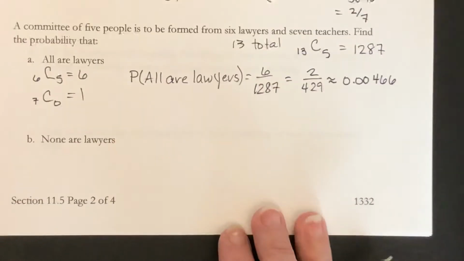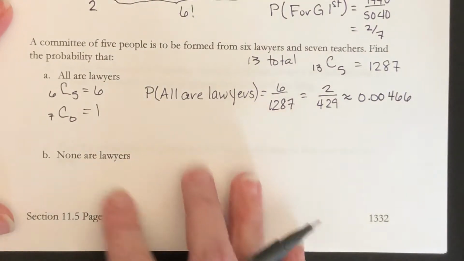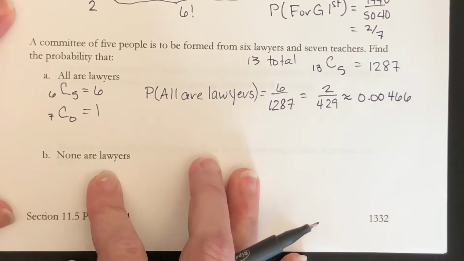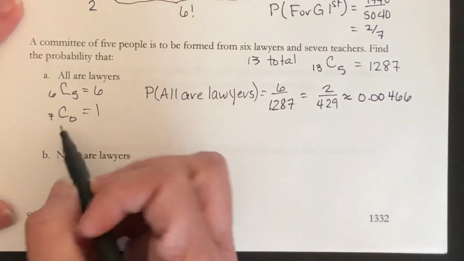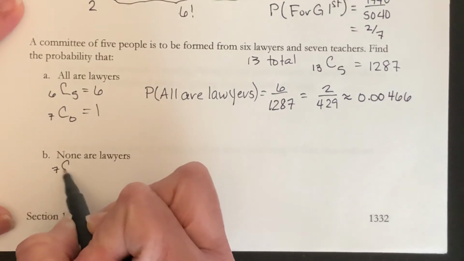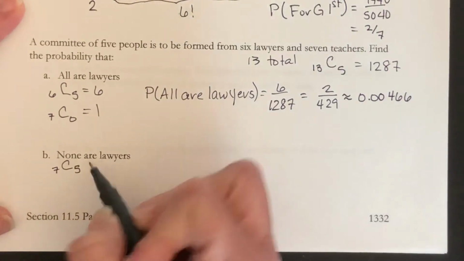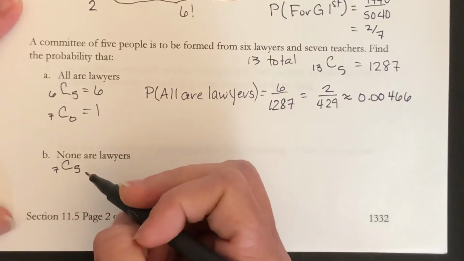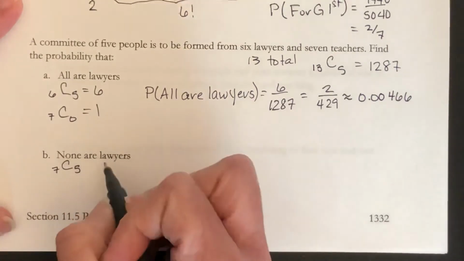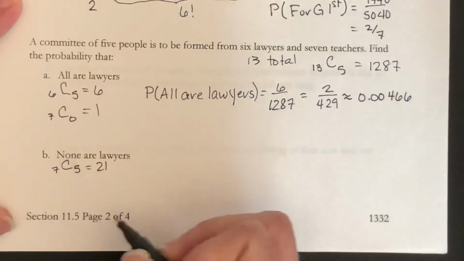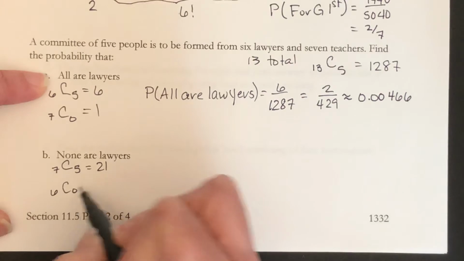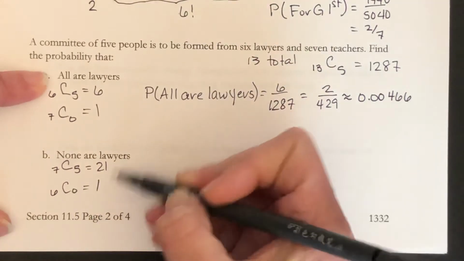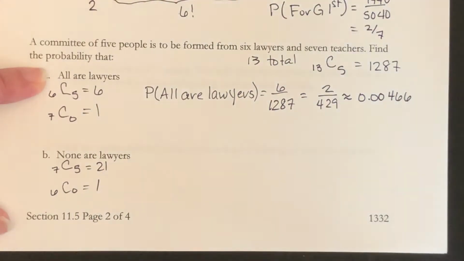Okay, so what is the probability that none of them are lawyers? Well, that would be the probability that all of them are teachers, right? So it's basically the opposite of this. Of the 7 teachers, we need to choose 5 of them. And how many different ways can we do that? Well, this is equal to 21. And then just like here, technically, of the 6 lawyers, we're going to choose 0 of them, and then you multiply these together. But like I said, that doesn't make too much sense to worry about that much.